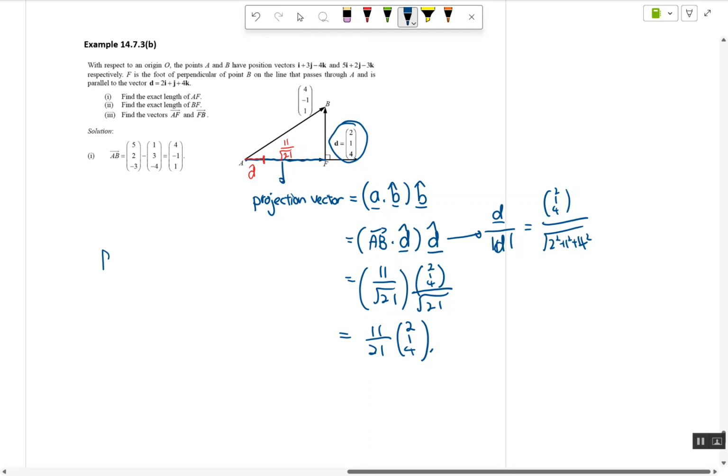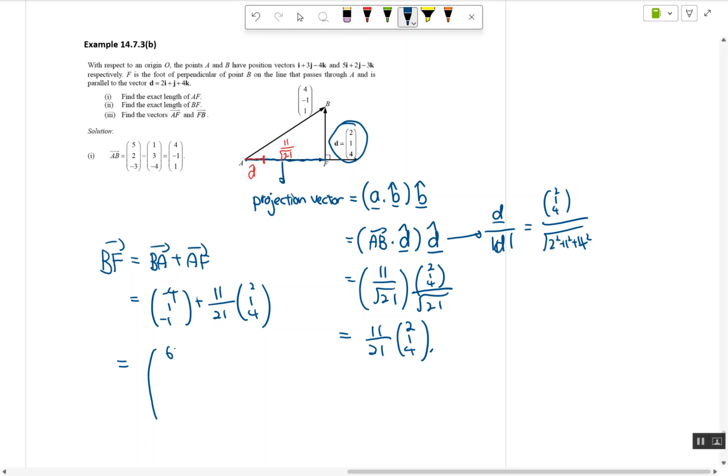And the last part, if I want BF, then that would be equal to BA plus AF. All this I already have. BA is (negative 4, 1, negative 1), plus AF, that will be 11 over 21 times (2, 1, 4). So in this case, no choice, you have to multiply in the scalar first, then you add together, and you are going to get 62 over 21, negative 32 over 21, as well as negative 23 over 21. It will be good if you can take out the 1 over 21: (62, negative 32, negative 23). This will be a better way.